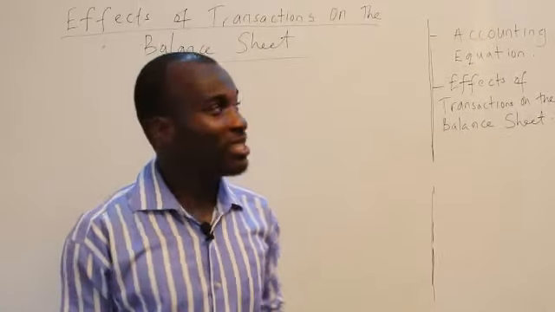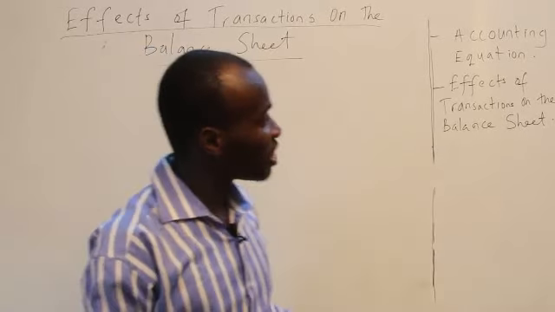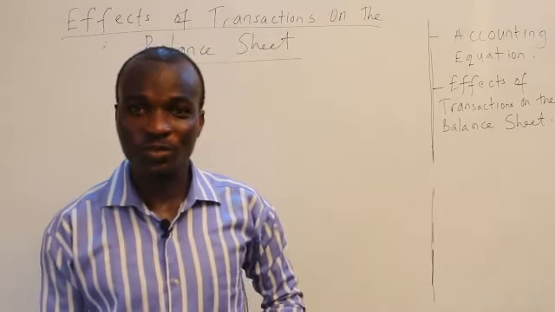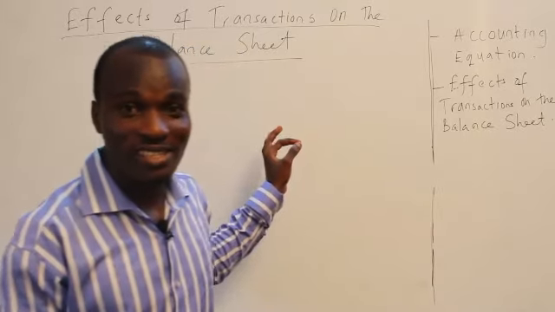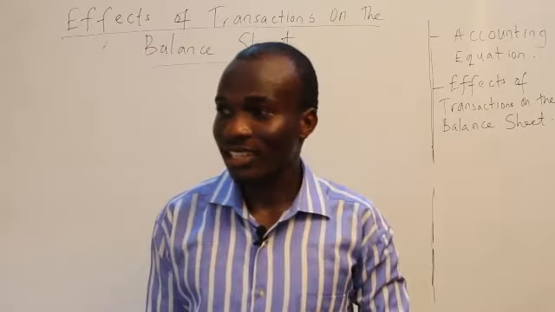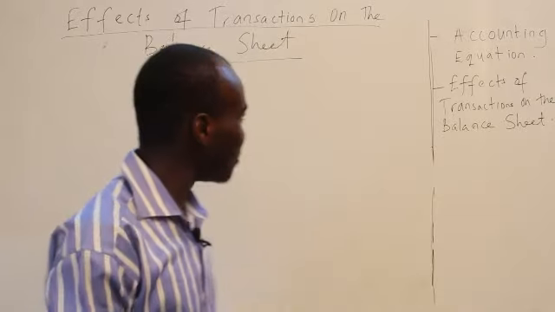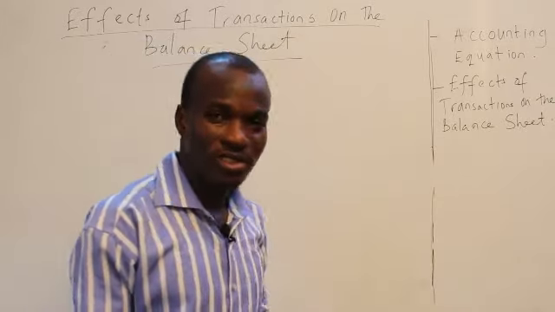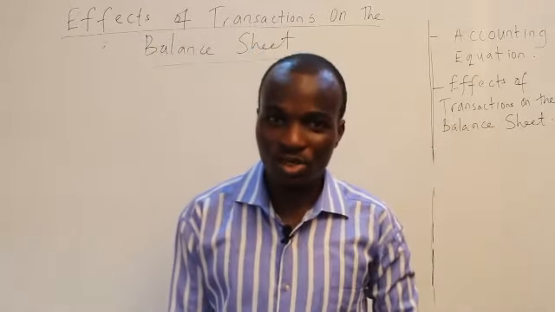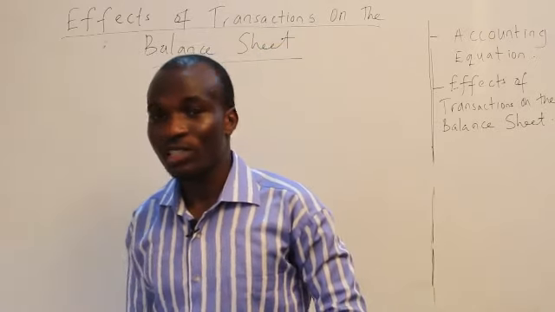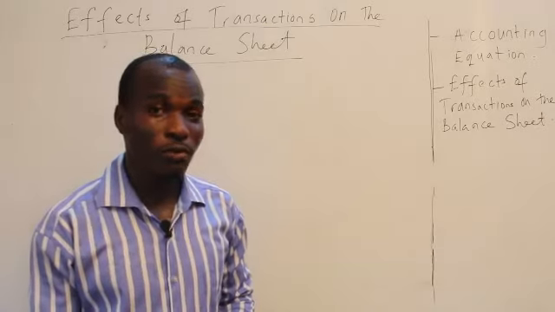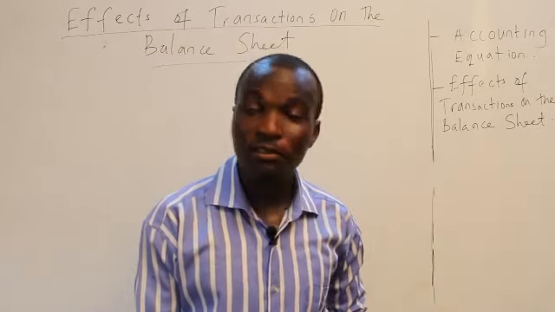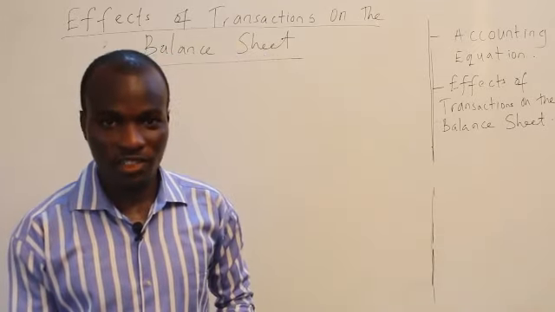Effect of transaction on the balance sheet. The balance sheet is the tabular representation of the accounting equation. That is, it consists of the assets, the liabilities, and the capital. Generally, all transactions in the business must have an effect on the balance sheet. So in a transaction, there must be twofold effects following the principle of double entry.